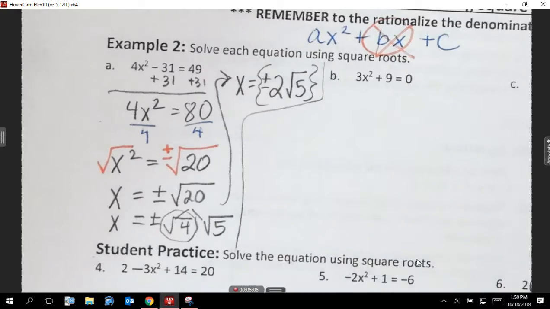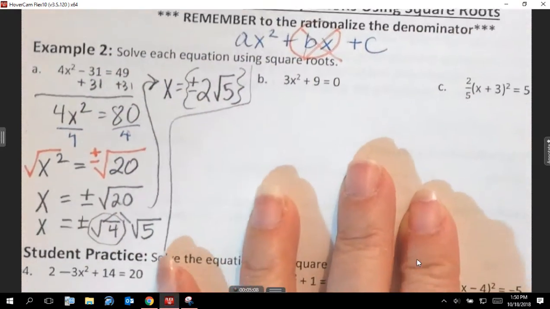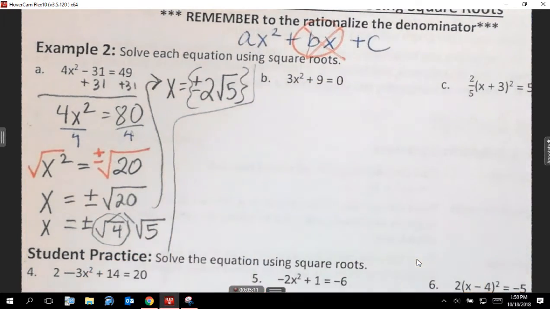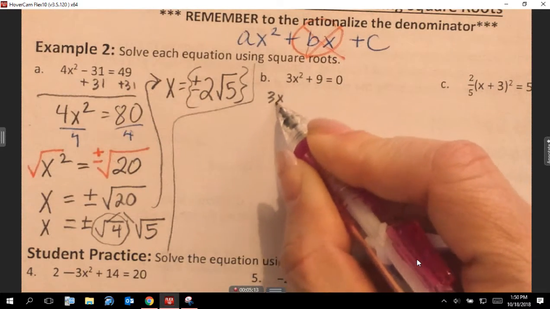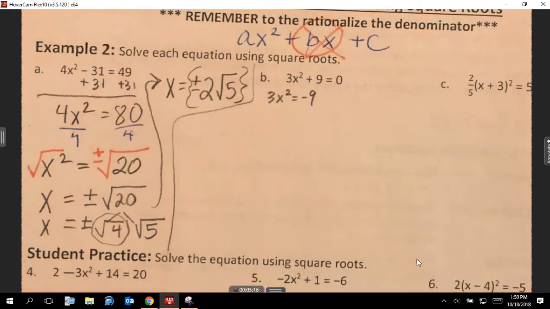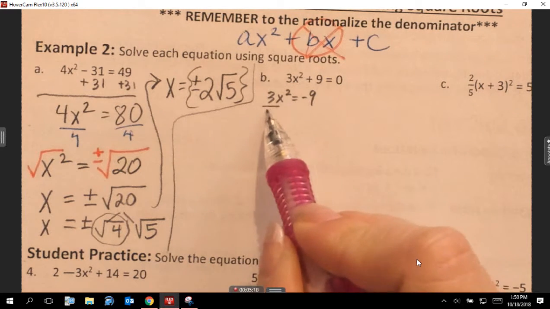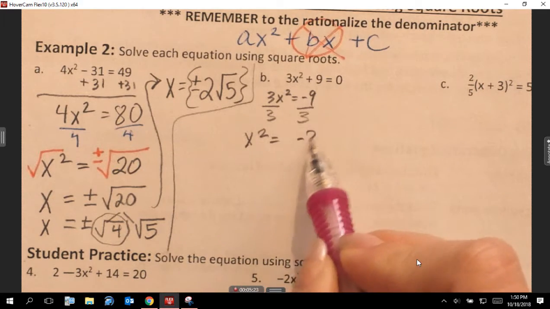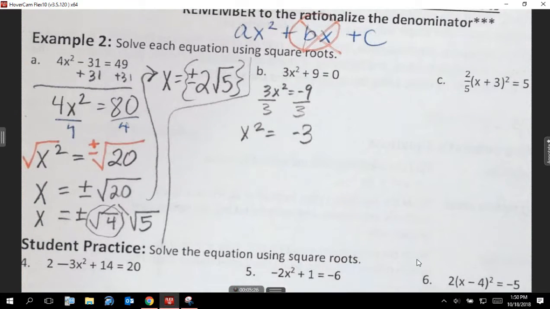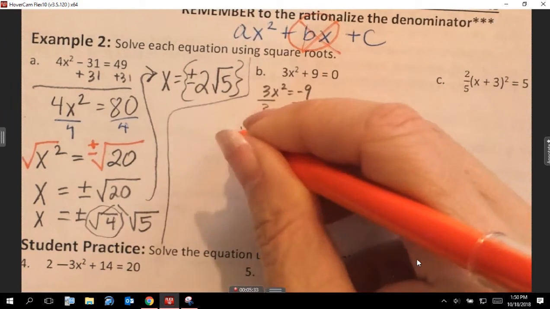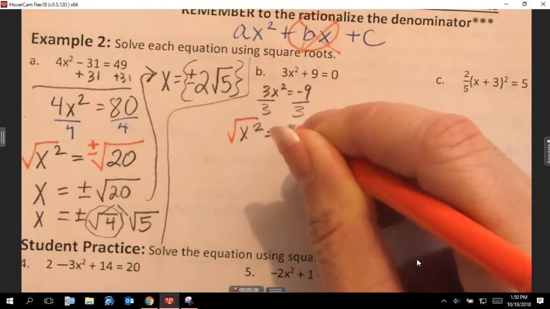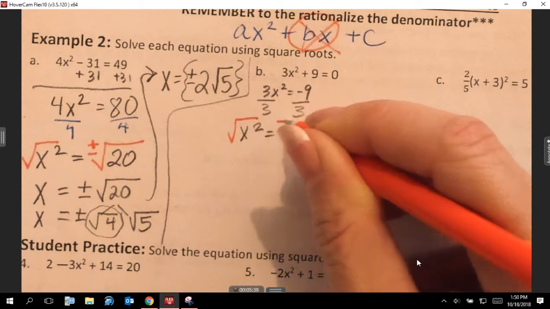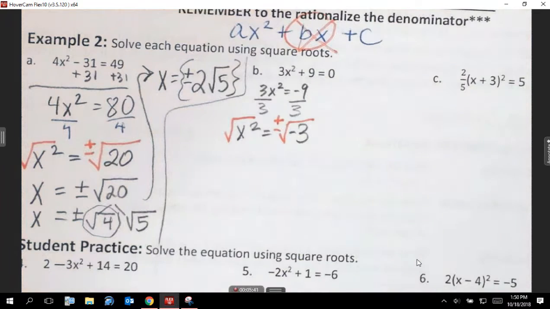Okay, next one, b. We're going to solve it for x using square root methods. What do I do first? Subtract the 9, so we're going to have 3x squared equals negative 9. Divide by 3. X squared equals negative 3. Now how do I get x by itself? Square root. And if I am square rooting both sides of the equation, I also have to put in a plus minus.